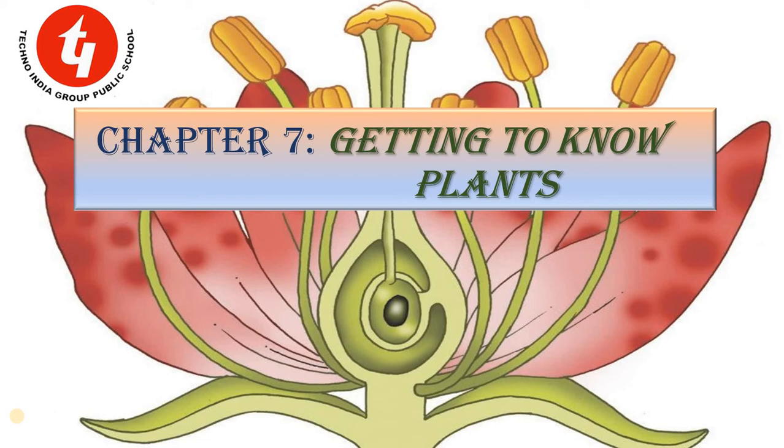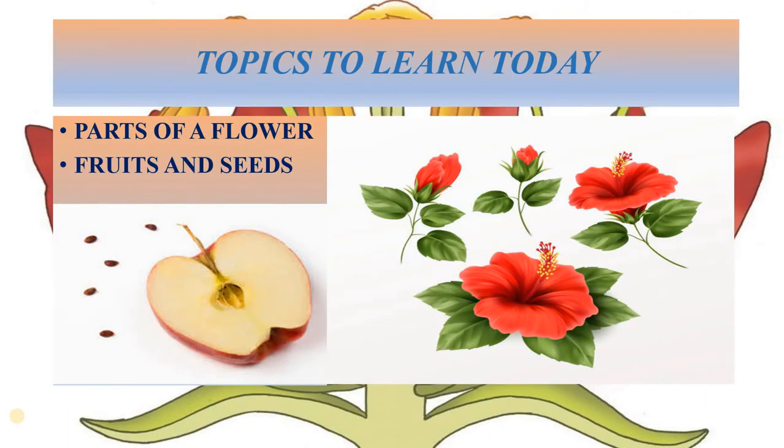So, let's see what we are going to learn today. Today, we will be learning about the parts of a flower and the formation of fruits and seeds. In our last class, we discussed in detail the structure and functions of a leaf. Two more structures are left, that is flowers, fruits and seeds. Today we will be learning about the functions and parts of a flower. Each part we will discuss in detail, and then we will learn about the formation of fruits and seeds.